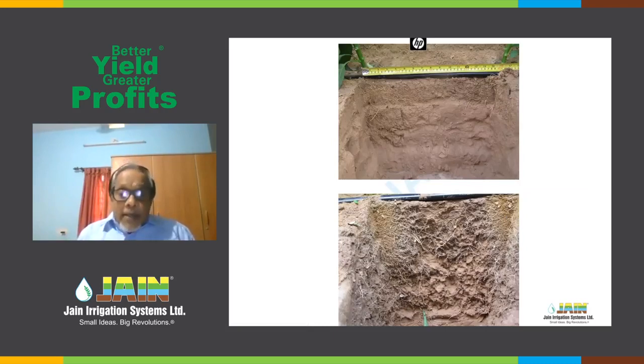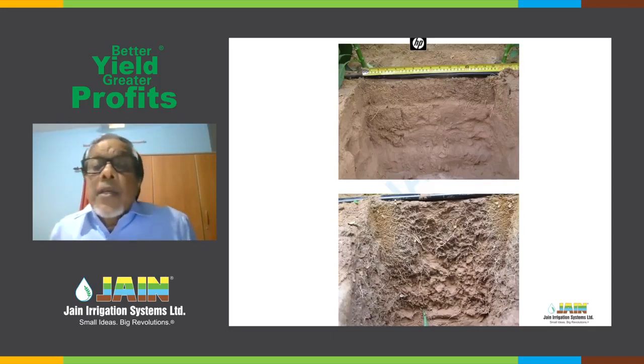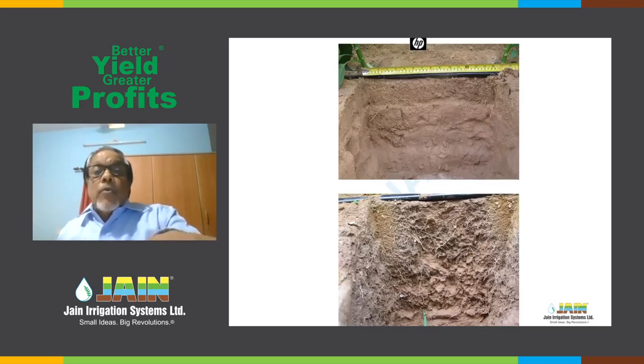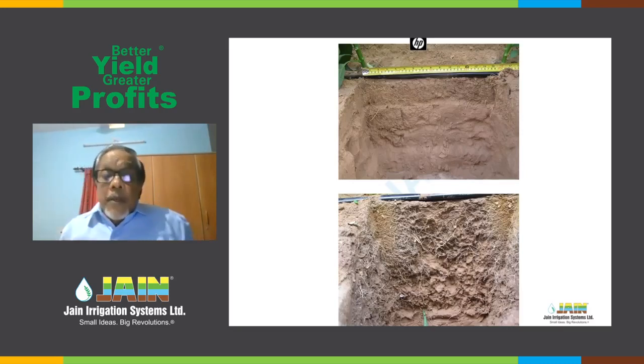The drip line is providing water, and because this plant to plant spacing is about 40 centimeter, you can see that it is 40 centimeter. That is why when I took the photo I put a tape there. 40 centimeter on either side, at the edge of the 40 centimeter there is a crop. That's why you can also see the root system.